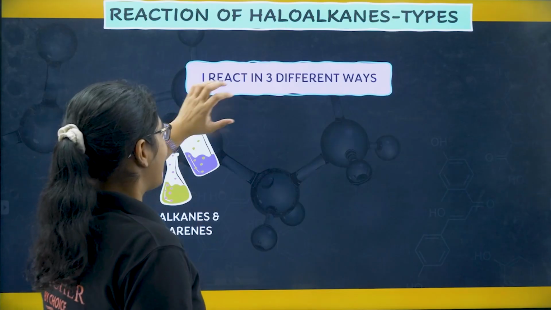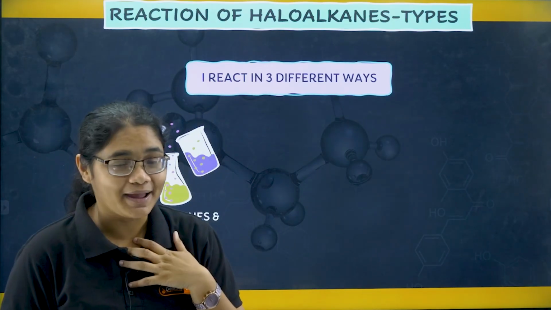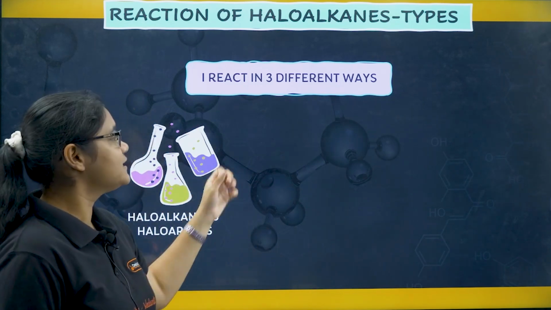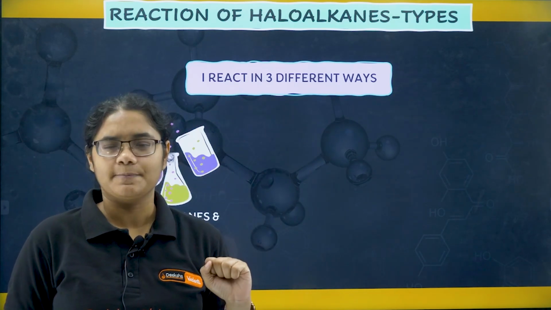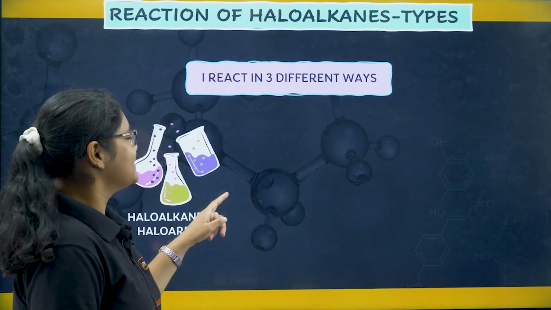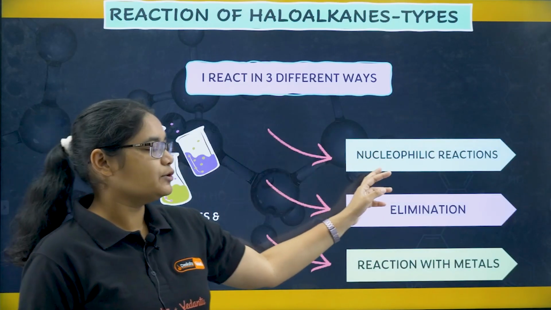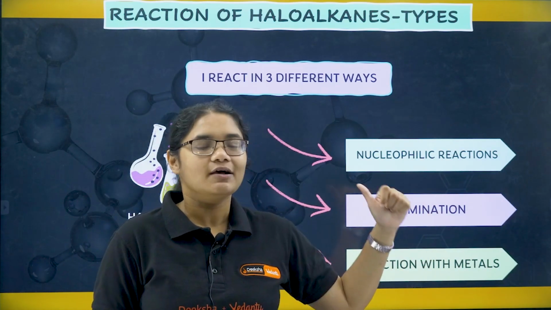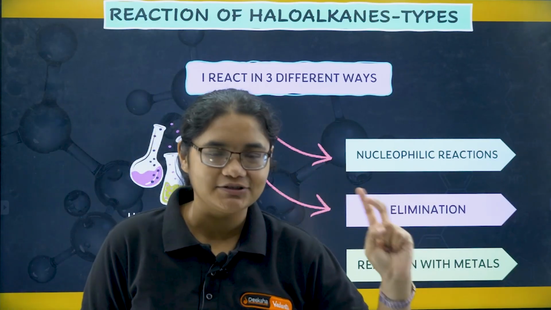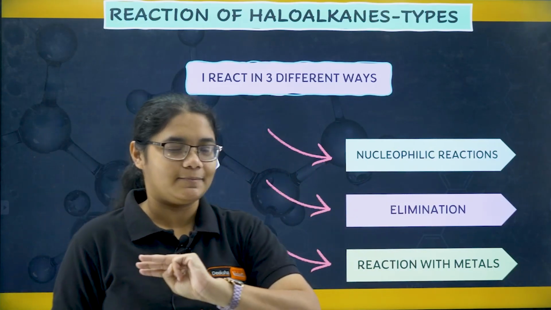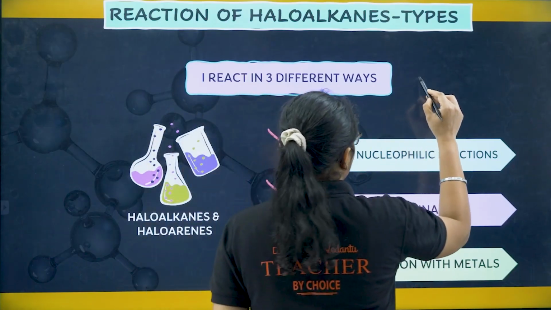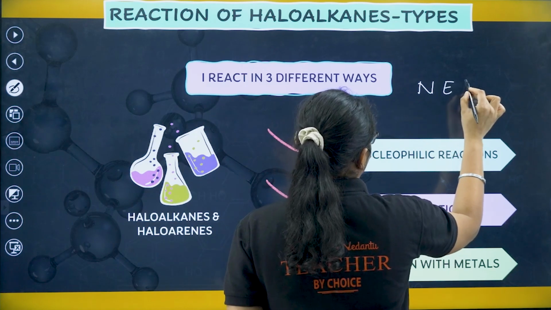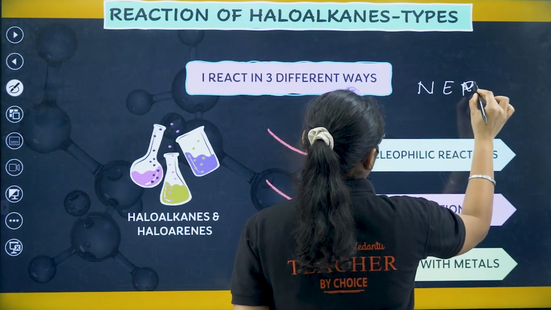First of all, haloalkanes is saying to all of us: please remember that I react in 3 different ways. That means haloalkanes can show 3 different reactions. Now ma'am, what are these 3 reactions? Let me show you. We have nucleophilic reactions, elimination reactions and reactions with metals. Let me give you a mnemonic to remember them: nucleophilic, elimination, reactions with metals.